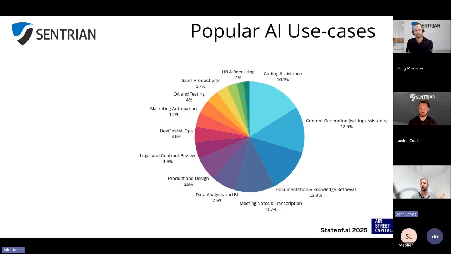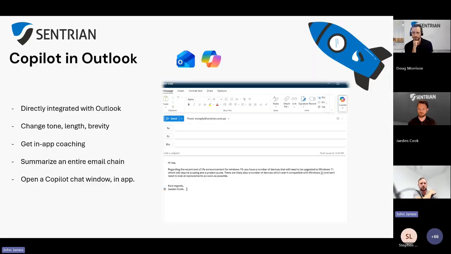The most popular one after that was content generation and writing assistance, which I'm sure we've all used before. And then documentation and knowledge retrieval was another one, so we're going to show you a real example of that. Then meeting notes and transcription, a really good agent that we used for some of these pre-meetings. That's actually really, really good. And then data analysis and BI as well. So we're going to show you a couple of these right now. What's the AI doing here?